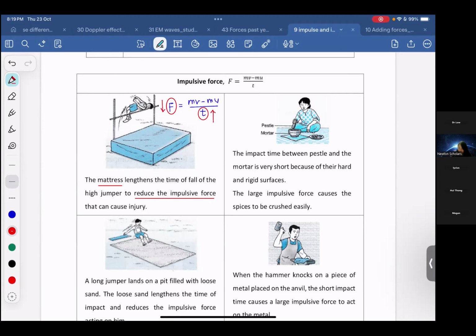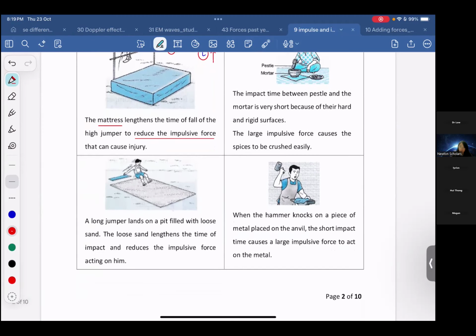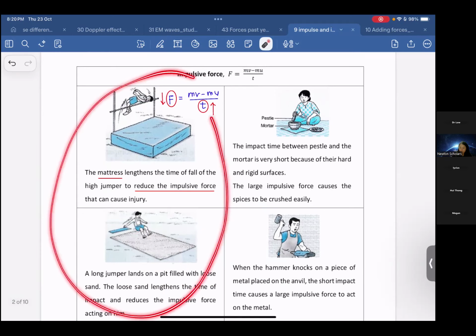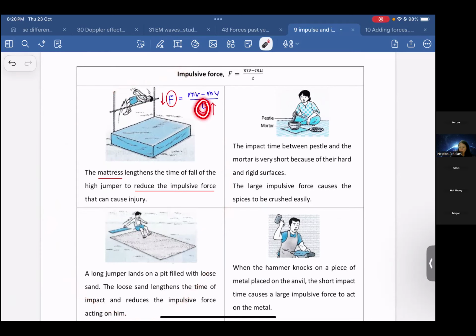Okay. So next, what else do we use to reduce the impulsive force? Long jumper. You see that here we prepare loose sand. Why not concrete? Why not just normal land? It cannot, because we want to protect your leg. How to protect? Loose sand can lengthen the time. It gives you a longer time to stop. So these two cases are the same reason. We want to increase the time to reduce the force acting on you.